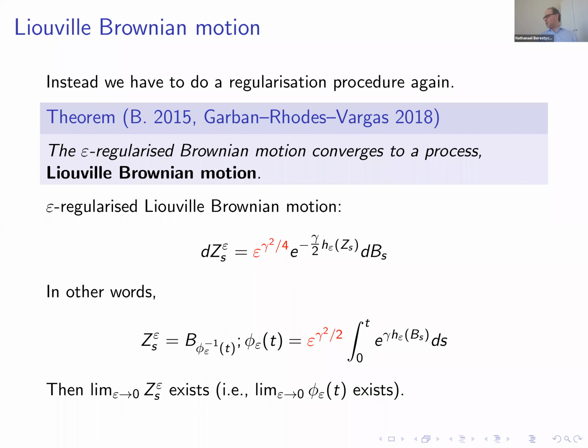And what you see on this video is several things. There is a green landscape, which is a regularization of the Gaussian free field.